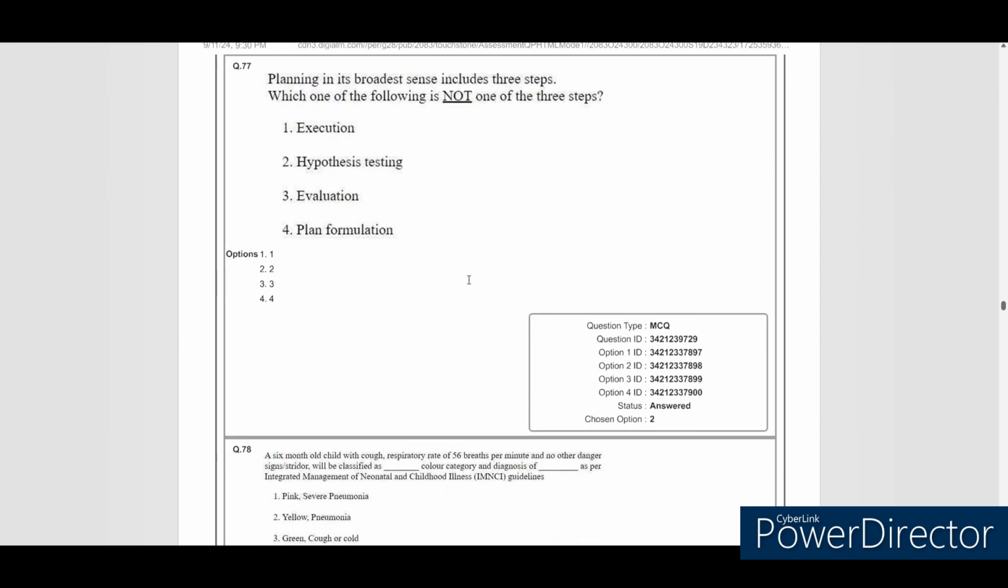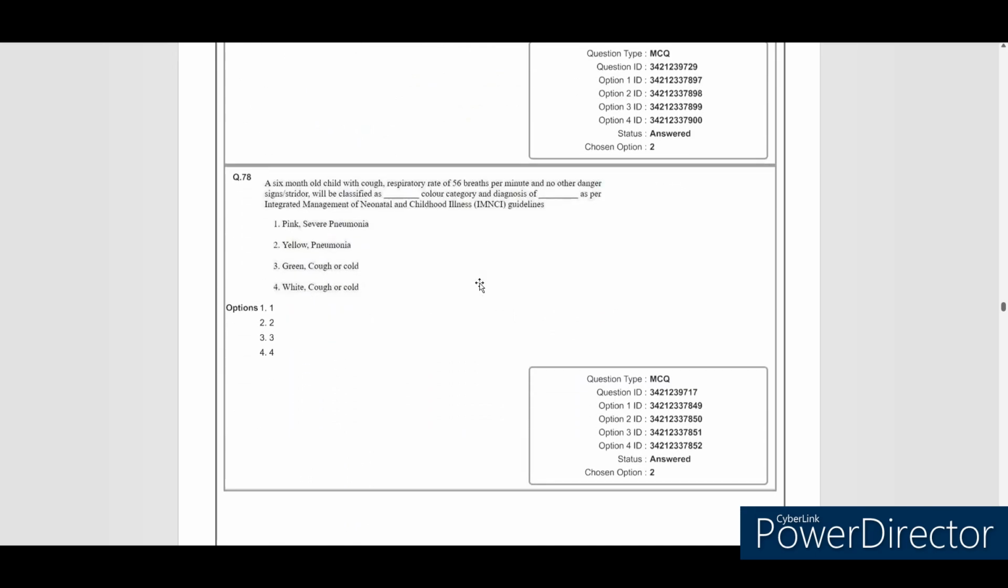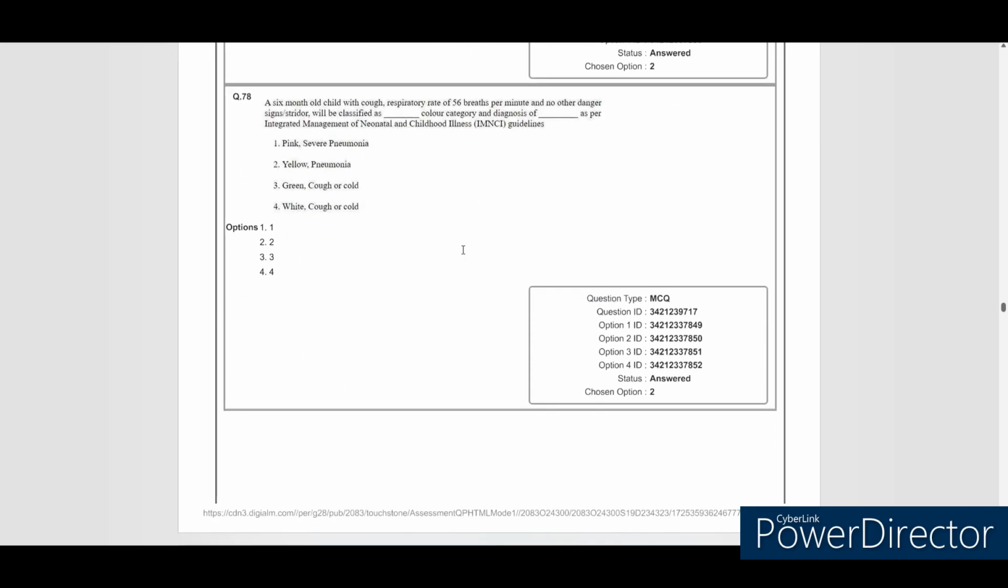Now coming to question number 77, planning in its broadest sense includes 3 steps. Which of the following is not one of those steps? Planning includes evaluation, plan formulation and execution, but hypothesis testing is not in the correct place. So the correct answer is option 2. Question number 78, I can skip it for the time being.